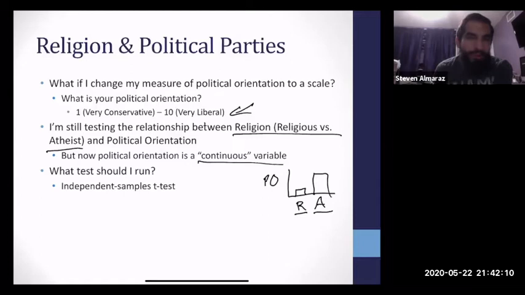I suppose if you wanted to make it a paired samples t-test, you could find a way to match people on some important variable and then make sure one person from the religious group is matched with one person from an atheist group, and then you could make it a paired samples t-test, but an independent samples t-test would be easier.